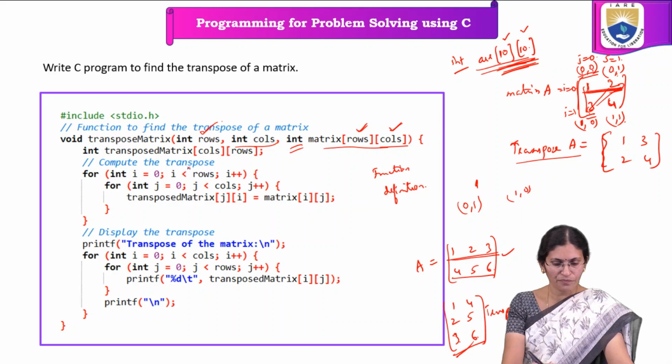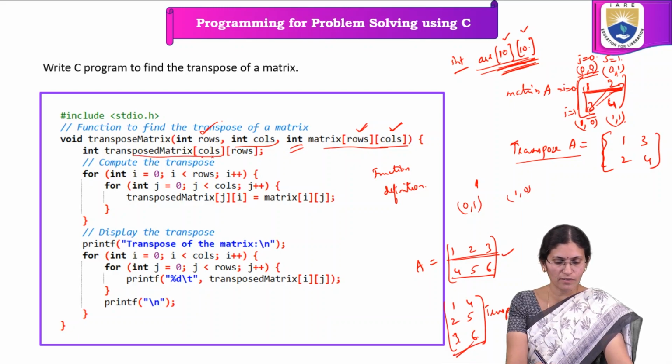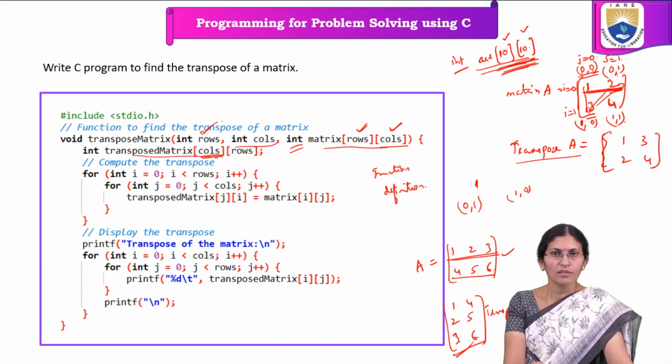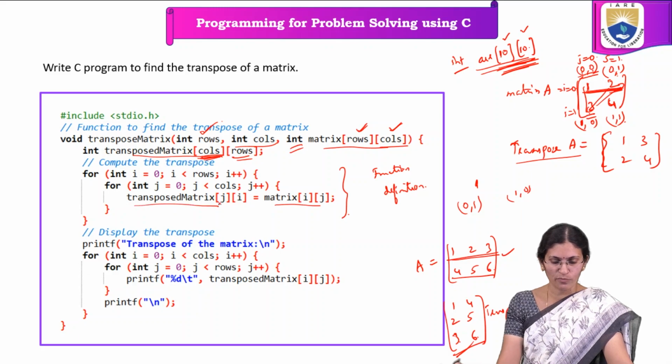First, we have declared one more matrix, the transposed matrix. Its size is such that the first subscript specifies the columns and the second specifies the row size. Next, we are assigning the values of this matrix to the transposed matrix. Now let us see how we can do that.